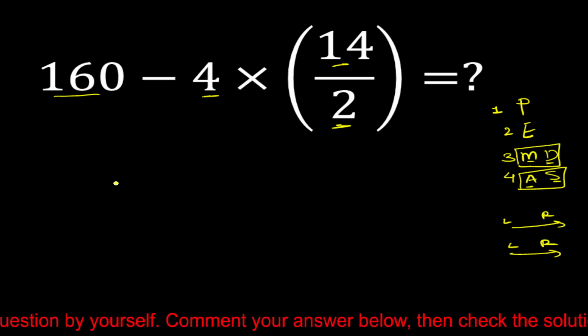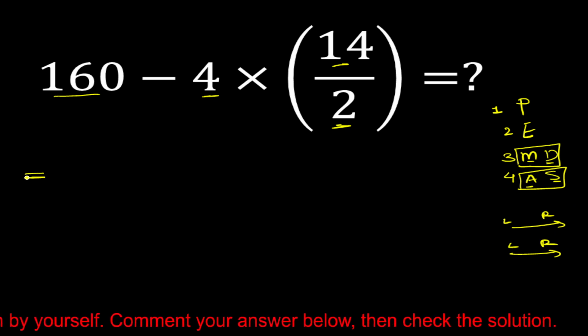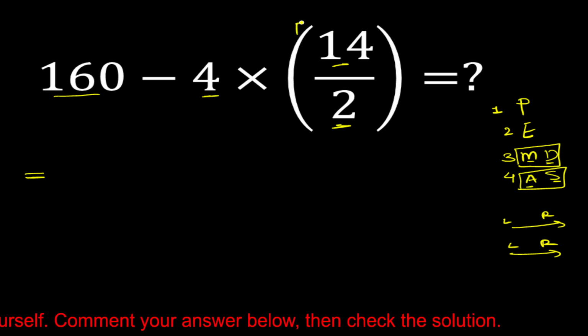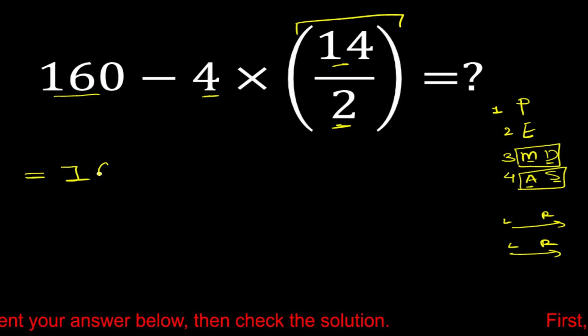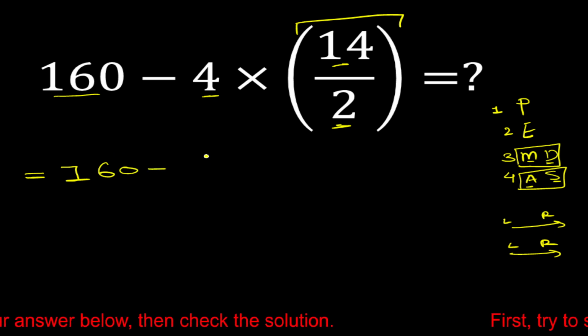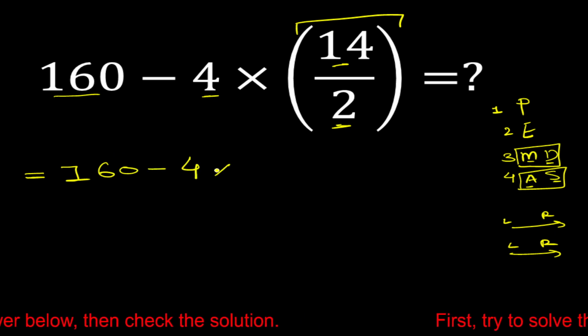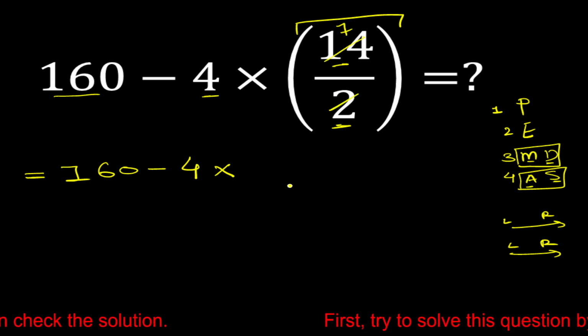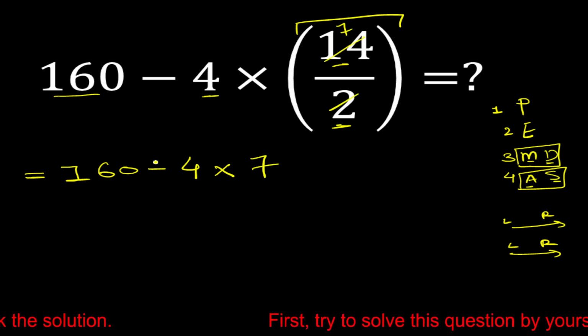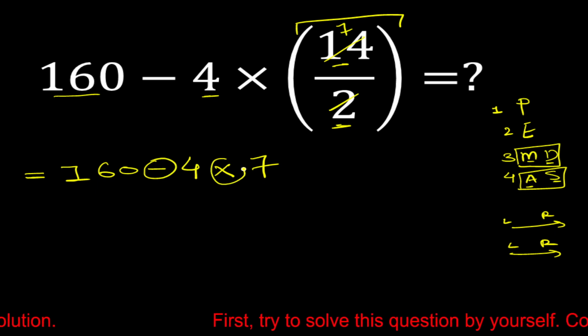So in this question, first we have to solve this parenthesis. Okay, so now 160 minus 4 multiply, now solve this parenthesis, 14 divided by 2 is equal to 7. So 7. Now here is one subtraction and here is one multiplication.